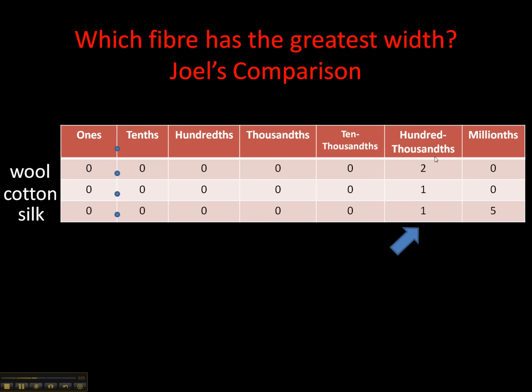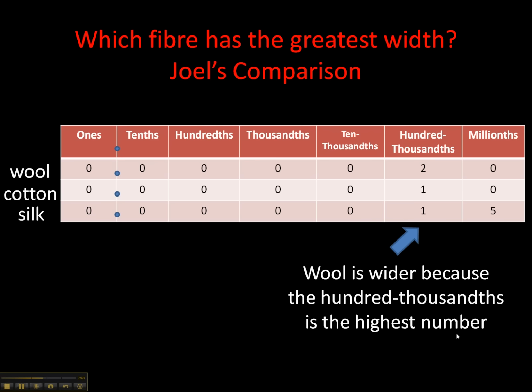If you look at the 100 thousandths place, you'll see that there are 2 ones and a 2. Now, obviously, the higher the number, the farther to the left, or the closest to the decimal point, is going to be the highest number. I know that was a little bit difficult to take in. So basically, the highest of these 3 numbers means that it's the highest number. So this one here at 20 millionths is the highest number. In other words, wool is wider because the 100 thousandths is the highest number.